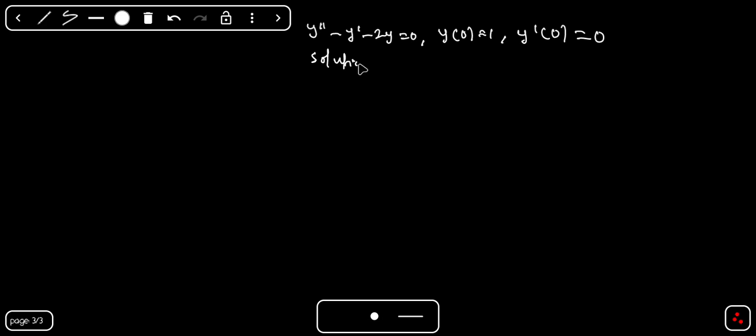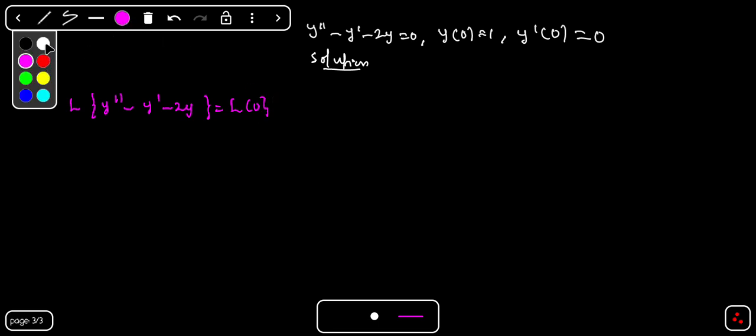So here's the first thing I'm going to do. I'm going to take the Laplace transform of both sides. So if I take the Laplace transform of both sides, I'm going to have the following. We have the Laplace transform of y'' - y' - 2y, which is equal to the Laplace transform of 0. And take note that the Laplace transform of 0 will surely give us 0.